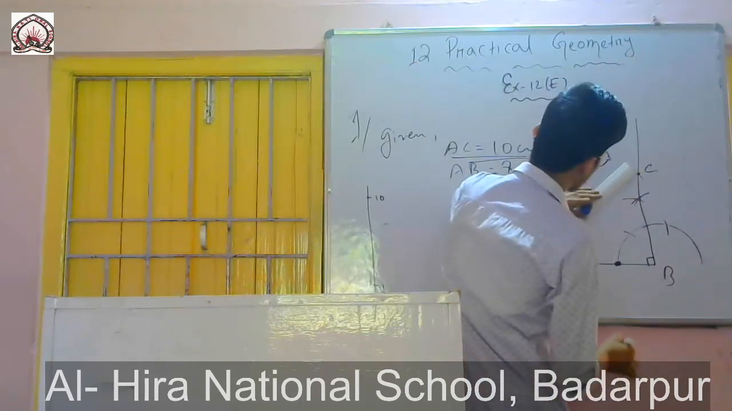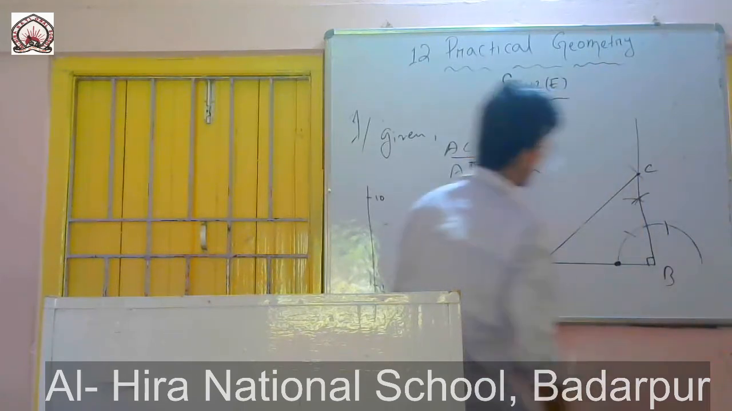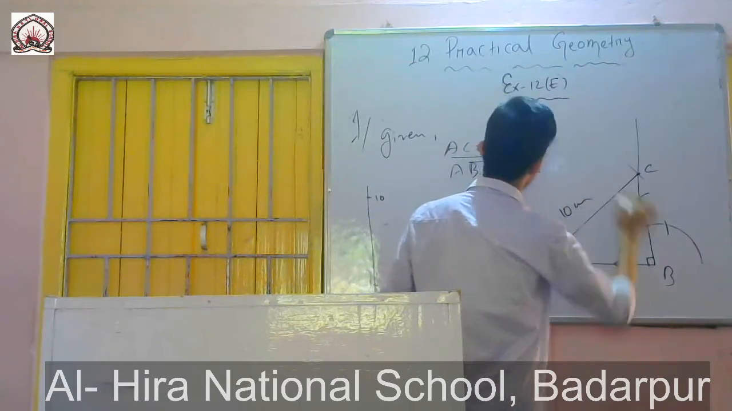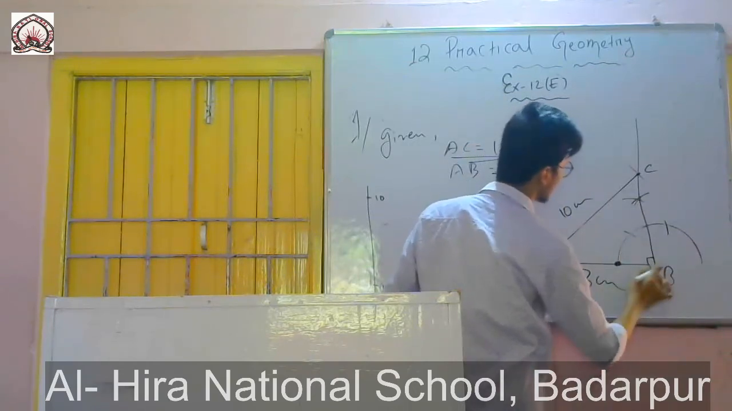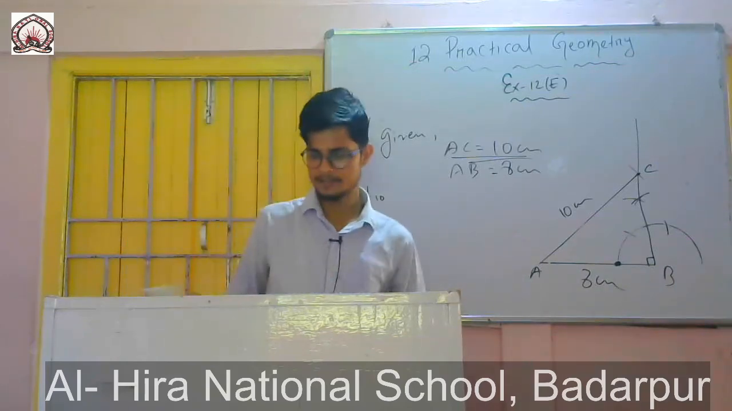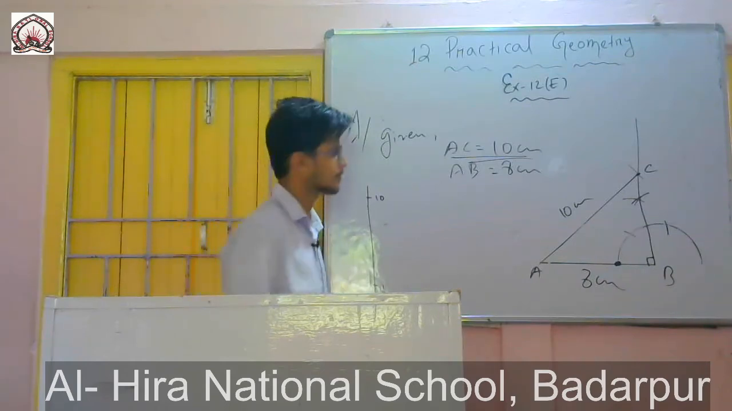I will join these two. So this is the required triangle. This side is 10 centimeter, this one is 8 centimeter, and at B it is a right angle. So now I will write the steps of construction.